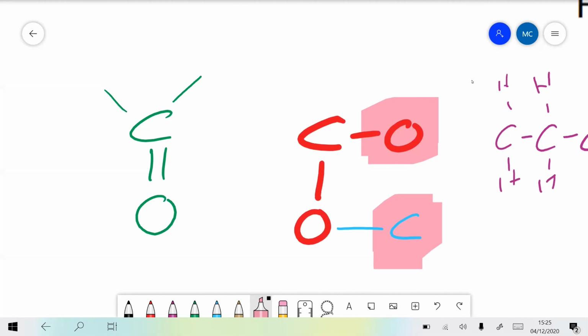Therefore, because it's bonded twice, we draw it twice. We draw the original carbon-oxygen bond, and we draw what we call a phantom atom. It's not there. It's just showing how many times the carbon is bonded to oxygen.